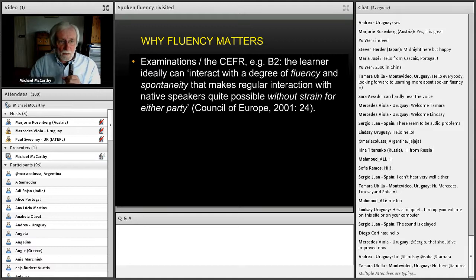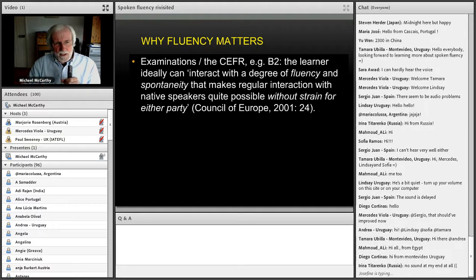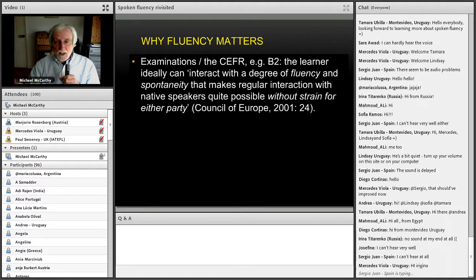for either party. And here we have another idea coming in, and that is that to be fluent is actually something that affects the other person, the person you're talking to. So it's not just that you should have no stress or strain. The Council of Europe document here specifically mentions that the use of language at B2 level should not create stress or strain for the speaker and the listener.